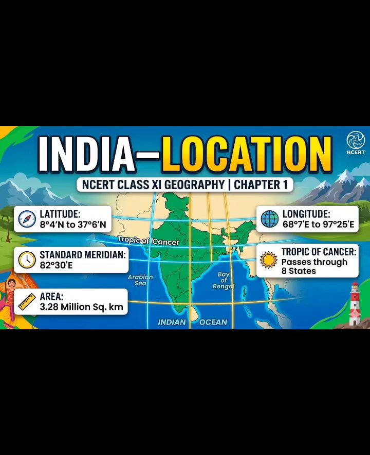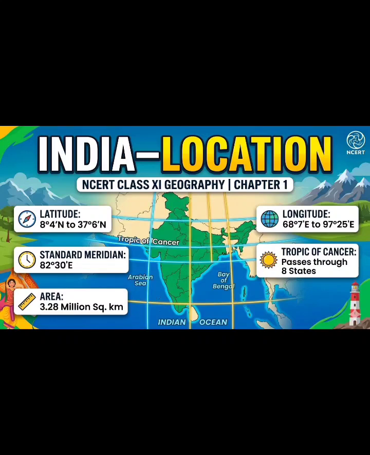1 statute mile is equal to 63,360 inches. 1 nautical mile is equal to 72,960 inches. And 1 statute mile is equal to 1.6 kilometer and 1 nautical mile is equal to 1.8 kilometer. Our southern boundary extends up to 6 degree 45 minutes north in the Bay of Bengal.